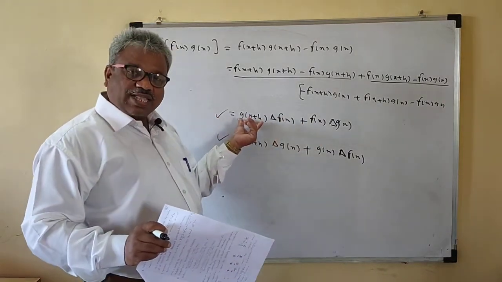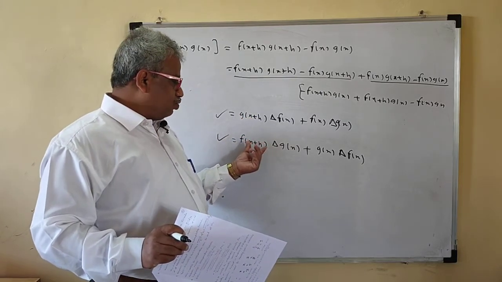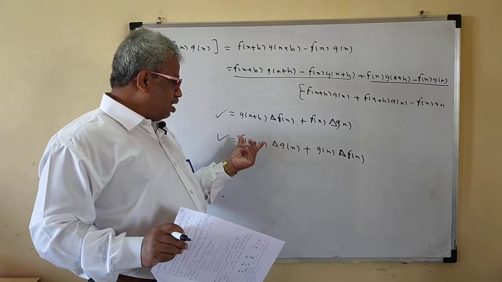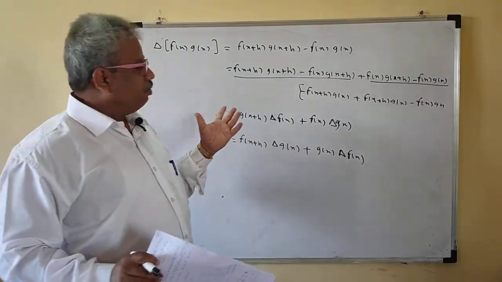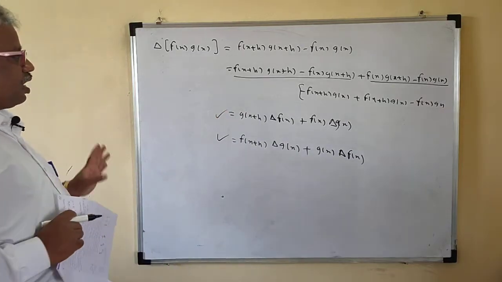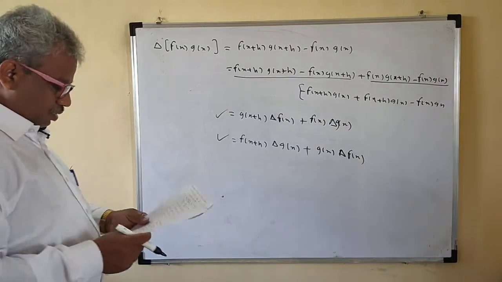But here only the slight change is g of x plus h, f of x plus h here. One function should be f of x plus h, in terms of x plus h. This is the change only in the derivative. Okay, so just like a derivative. Note that you should remember this.